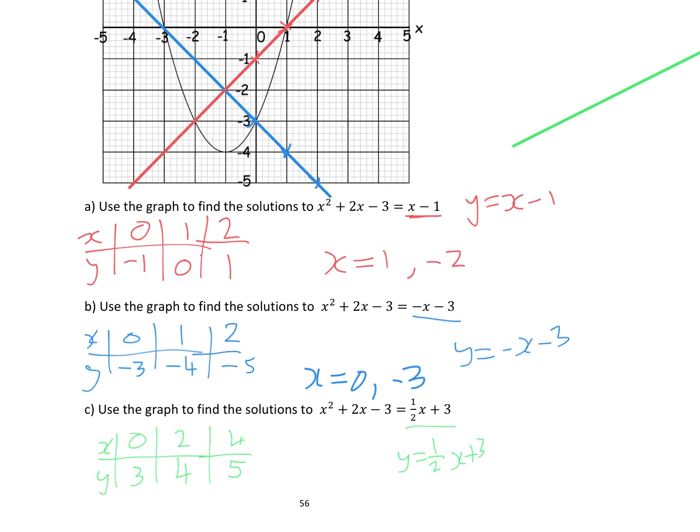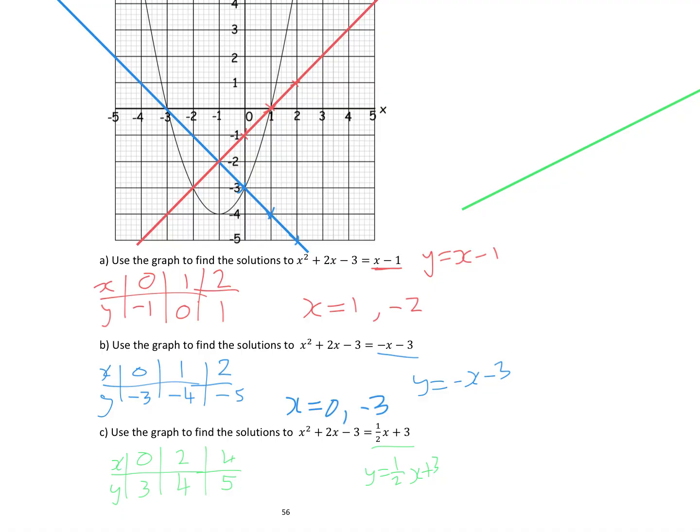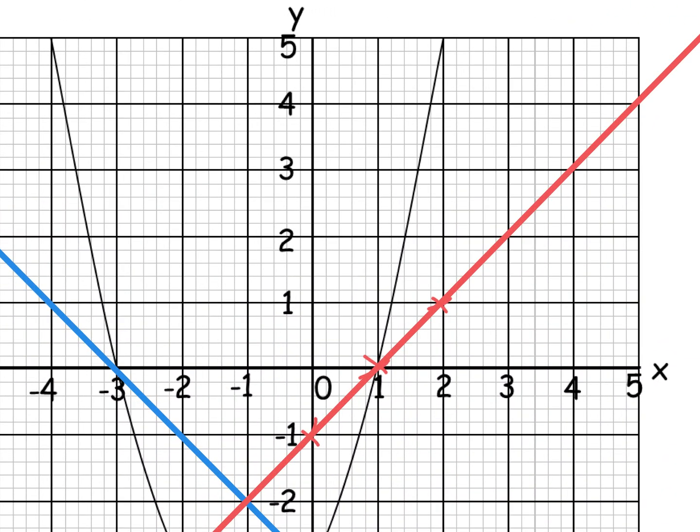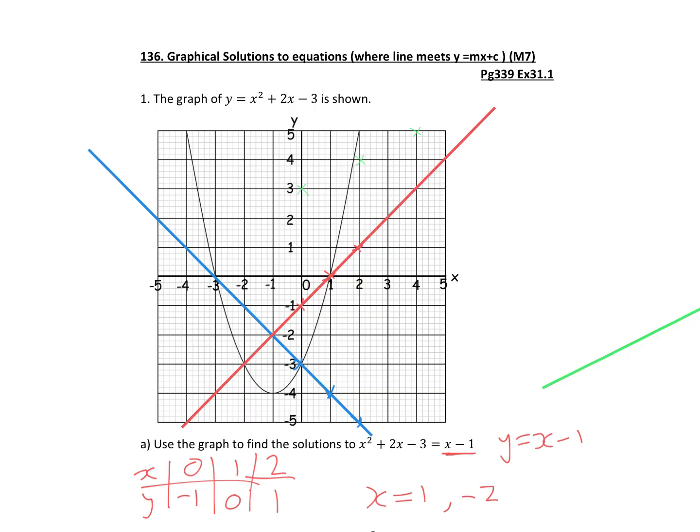Plot those points then. 0, 3. This is going to be hard. I'm going to have to remember this in my head to try and plot these well. So 0, 3, 2, 4, and 4, 5. Right. 0, 3 is here. 2, 4 is here, and 4, 5 is here. Then get your ruler through those points and you should draw a nice straight line like so.